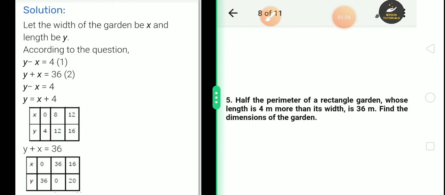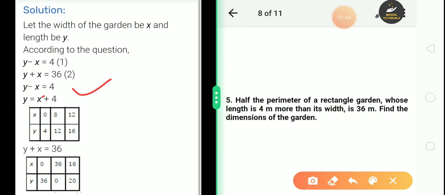So let's find the coordinates for these equations. Consider equation 1, y minus x is equal to 4. From this equation we can write y is equal to x plus 4. Then assume values of x to get the values of y. Assuming x is equal to 0, 0 plus 4, 4. So first pair is 0, 4. Then assuming x is equal to 8, 8 plus 4 is equal to 12. So second pair is 8, 12. Then assuming x is equal to 12, 12 plus 4 is equal to 16. Therefore third pair is 12, 16.